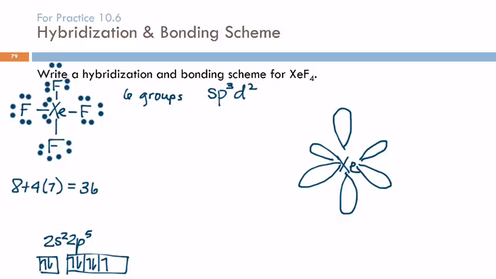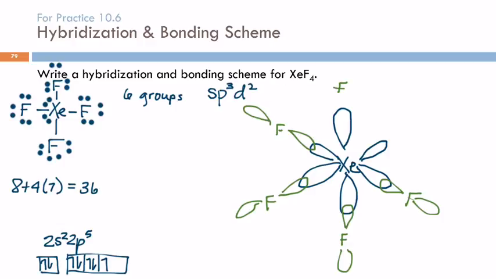So I've got fluorine down here, and there's its p orbital. You know what? I'm going to use color since I can. So here's fluorine overlapping, and here's a fluorine overlapping, and there's a fluorine overlapping end to end. And here's another one. And here's another one.